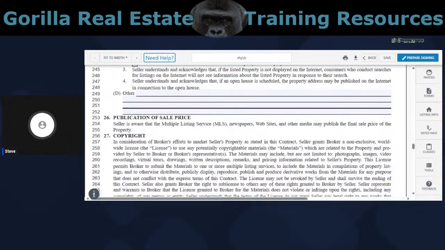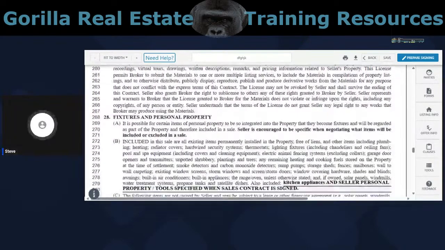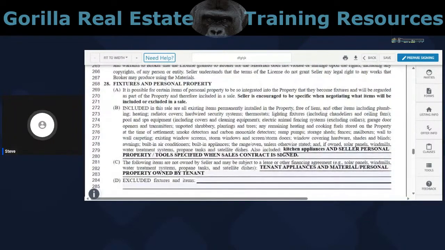Publication of sale price, copyright, fixtures and personal property. I almost always leave these in. Included kitchen appliances and seller personal property are specified when the sales contract is signed. You ask the seller, what are you leaving behind and what are you not leaving behind?